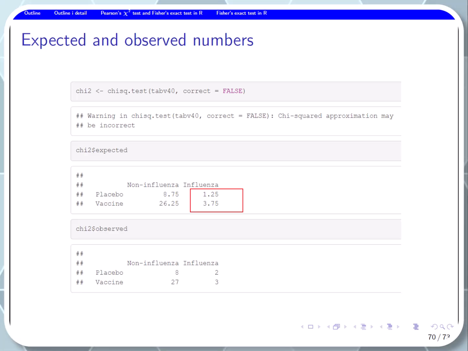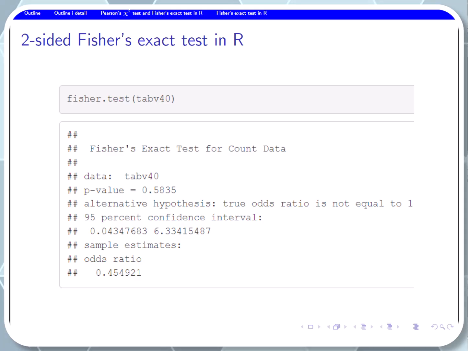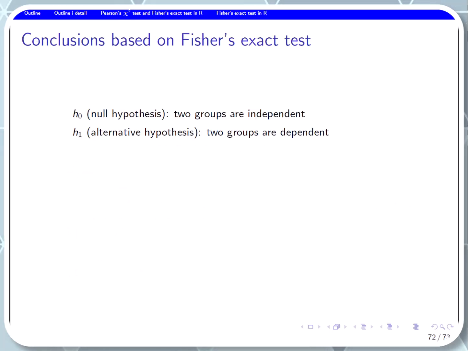Because the chi-square test is not a good approximation, an exact test must be used. Fisher's exact test in R. Function fisher.test. The default is a two-sided Fisher's exact test. P-value is 0.5835. Conclusions based on Fisher's exact test.